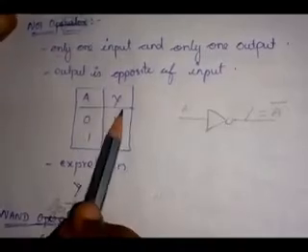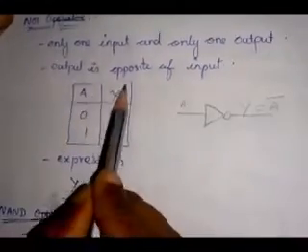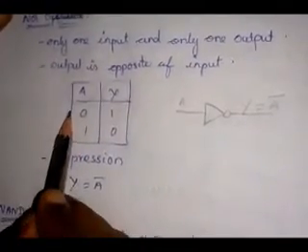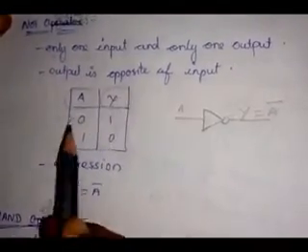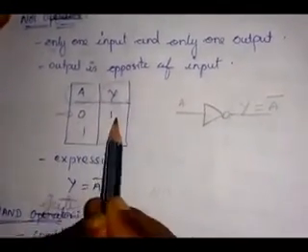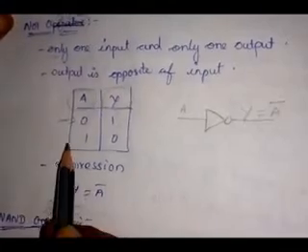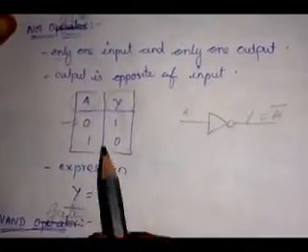Then the truth table: here A is the input, Y is the output. Whatever we give as the input, the output is just the opposite. Here 0 is the input, the output is 1. 1 is the input, 0 is the output.